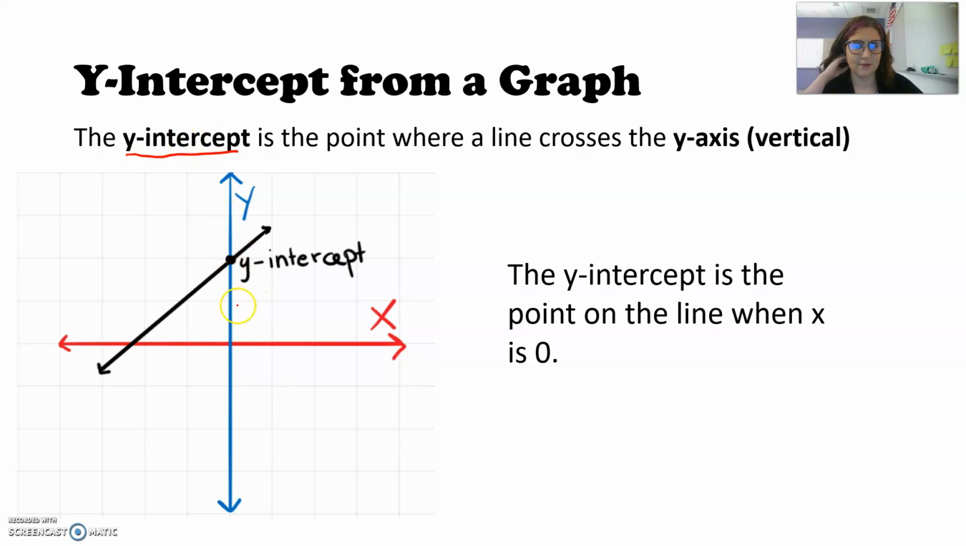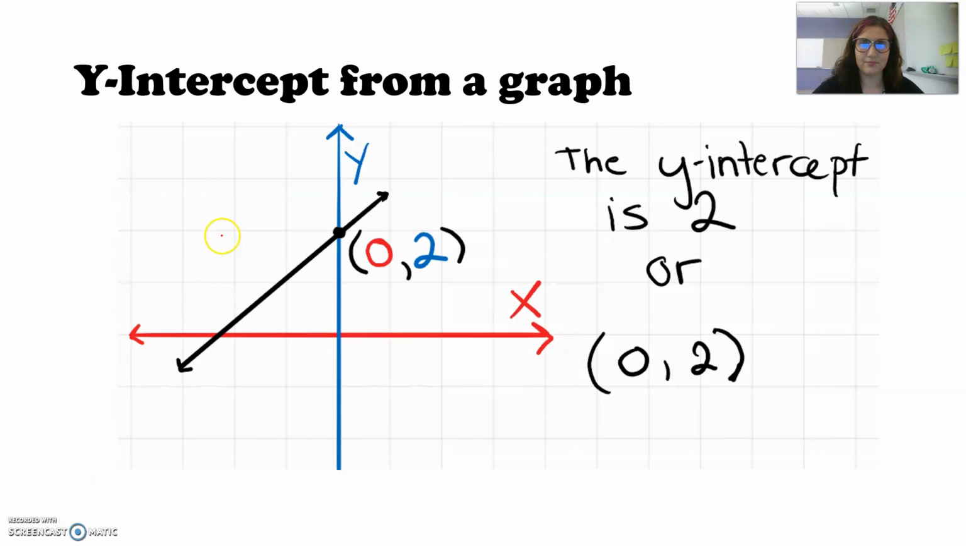So here's an example from a graph. It's just anywhere along the y-axis is the y-intercept. This is also the point when x is 0. So if I have x at 0, I wouldn't go left and right. It would be 0, and then up and down along the y-axis.